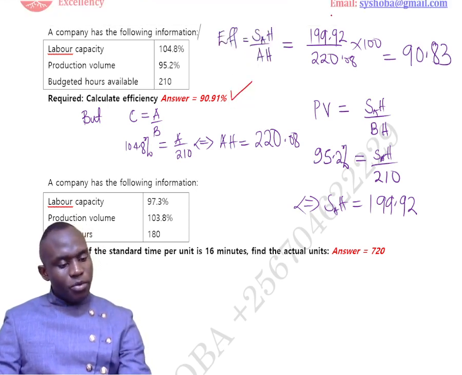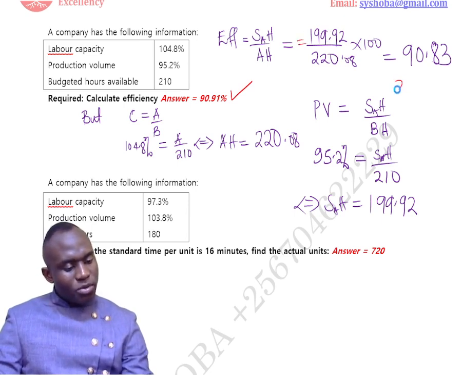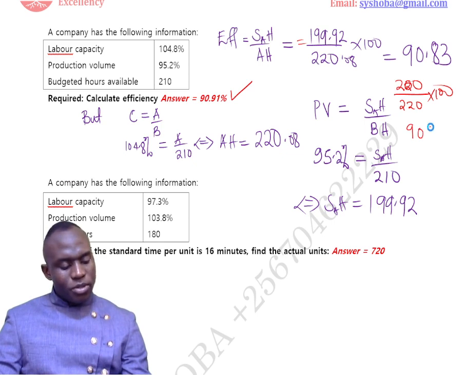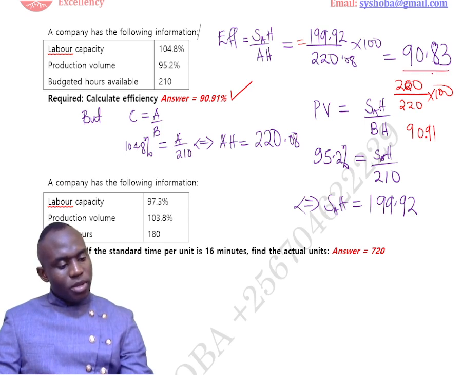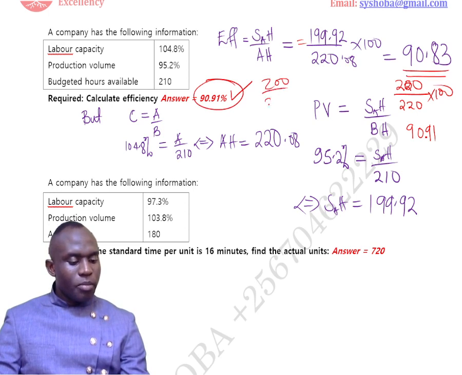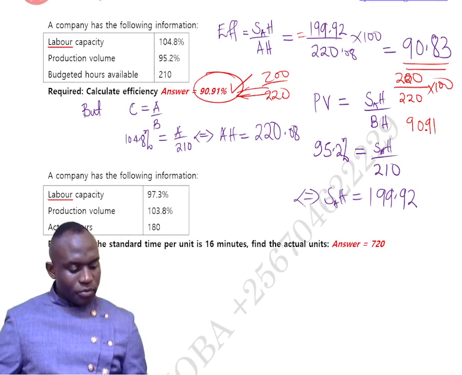Now if you round off, this one is the same as 200 divided by the 220 times 100. And if you do that, 200 divided by 220 times 100, the answer you get is 90.91. So this one is the answer, but because of the rounding, if you use 200 divided by 220, you get this. Okay, we do the next question.